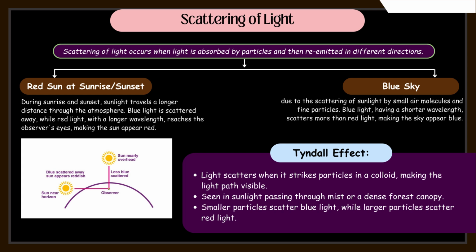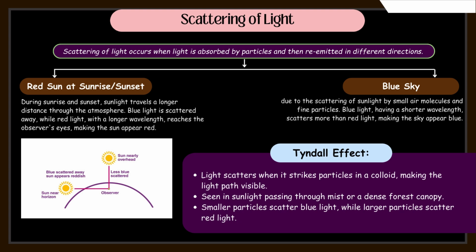Sunlight is made up of many colors, but when it enters the Earth's atmosphere, it strikes small gas molecules and blue light gets scattered the most. That's because blue light has a shorter wavelength than red or other colors. So, during the day, we see blue light coming from all directions, making the sky appear blue.